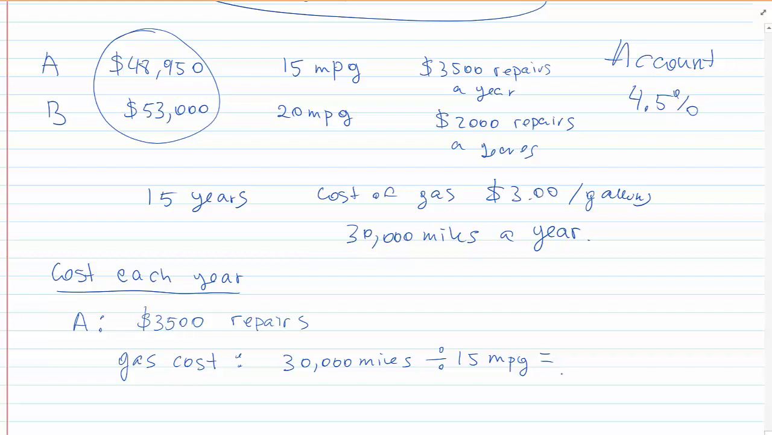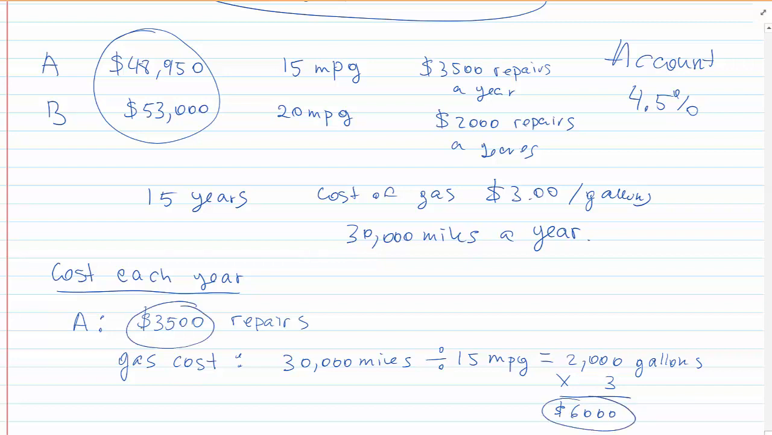I don't know why I'm using a calculator. It will be 2,000, right? 2,000 gallons. And now money. Times $3 a gallon, that would be $6,000. Very good. That gives us $6,000 in gas costs. Okay, so that's gas.